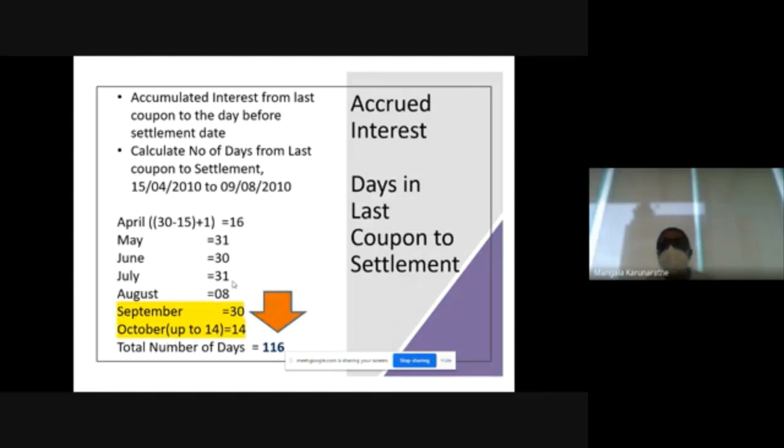So we go to the next step in accrued interest: days from the last coupon to the settlement. We don't take September and October, because the settlement date is the 9th. If I sell a bond on 9th August, I am entitled to interest up to 8th August. Understood? Up to 8th August. So we are calculating the number of days.